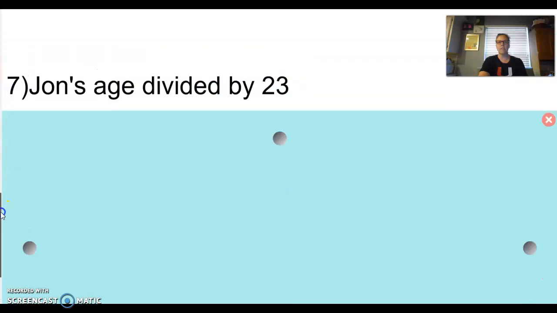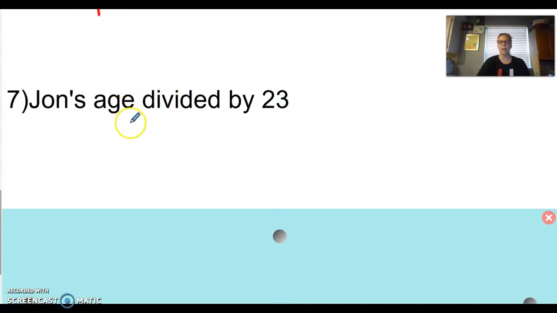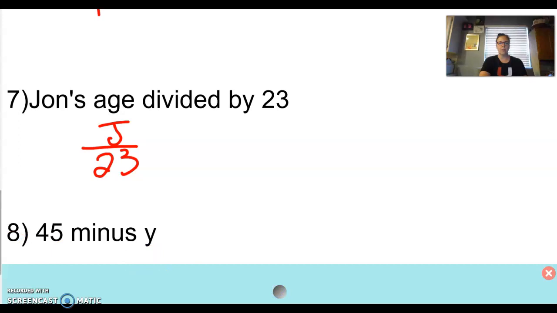John's age divided by 23. So John's age, we don't have a variable for that, so we can just put J. You don't have to put J. J divided by 23. You could put X if you wanted. I just picked J for John.